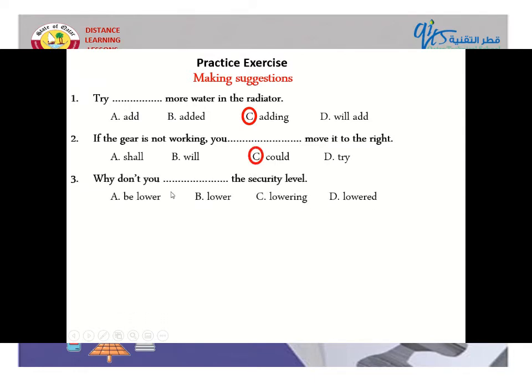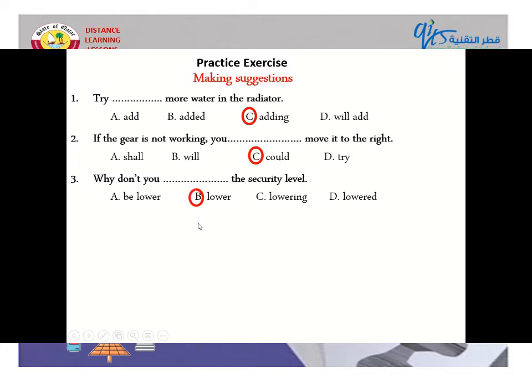Number 3, why don't you ___ the security level. We know that why don't you must be followed by the base form of the verb. Lower looks like our answer, but let's look at the other options. Lowering, this ends in ing. Lowered is not the base form of the verb, so our answer is B, lower.